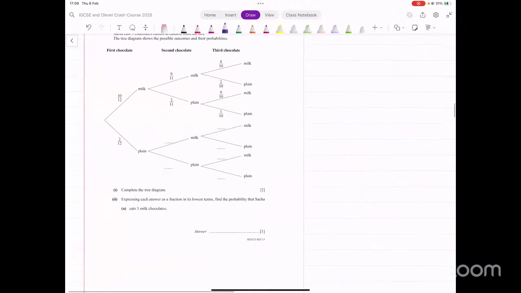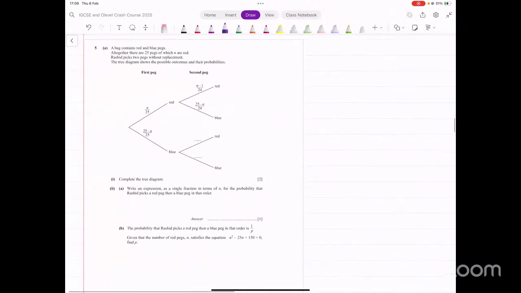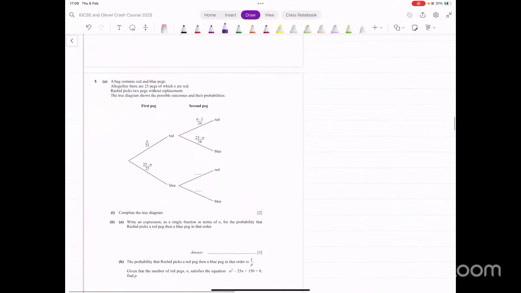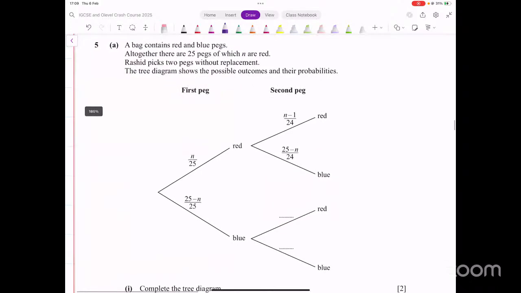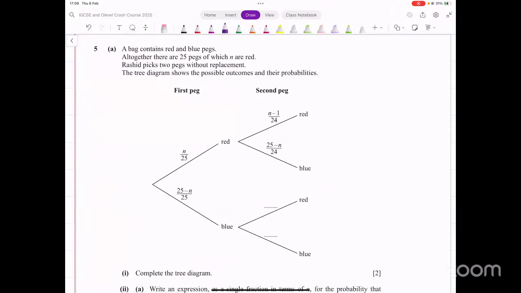Now let's look at some slightly more complicated ones when we have more things unknown. Yeah, so let's talk about this now. A bag contains red and blue pegs. Altogether, there are 25 pegs, of which n are red. Rashid picks 2 pegs without replacement. Okay, again, this is without replacement. The tree diagram shows the possible outcomes and their probabilities.